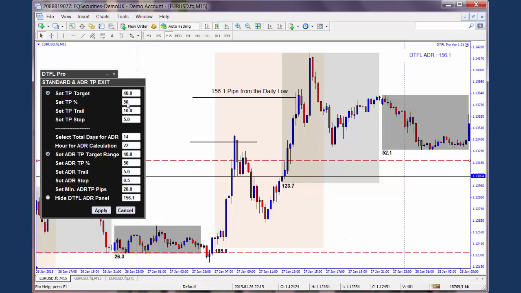Once either this one or this one has made a partial close, the other one will be ignored. Once that has happened, that will be ignored.